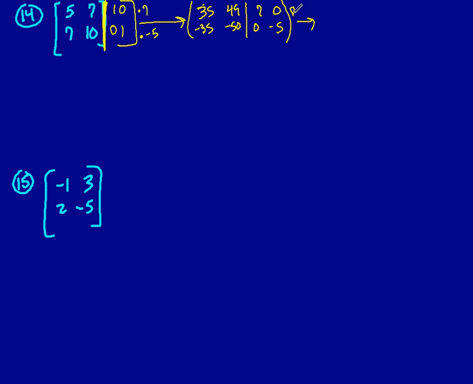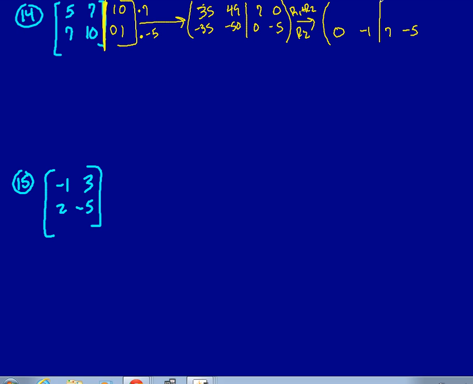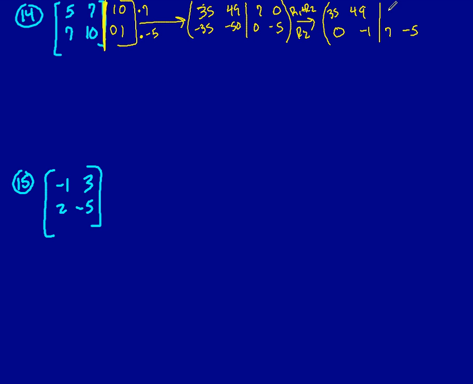From there, I'm going to add the two rows, row 1 and row 2. I'm going to plug it into row 2 to get that bottom guy into a 0 first. So when I do that, I'll have a 0, a negative 1, a 7, and a negative 5. And up top, everything's still the same. 35, 49, 7, and 0.